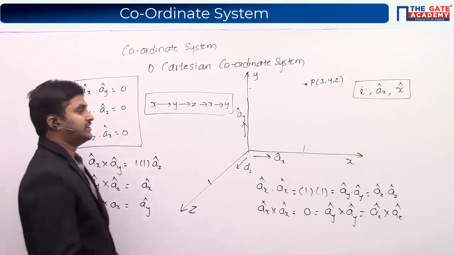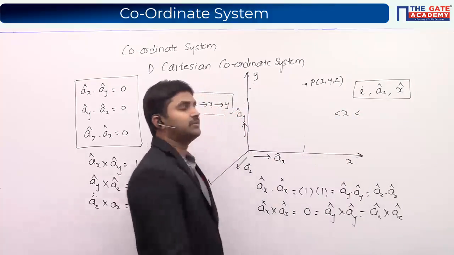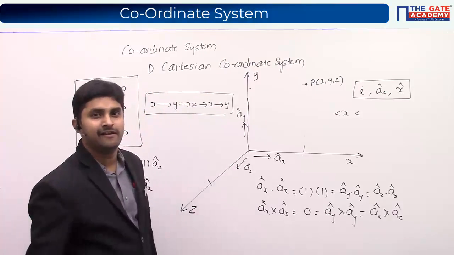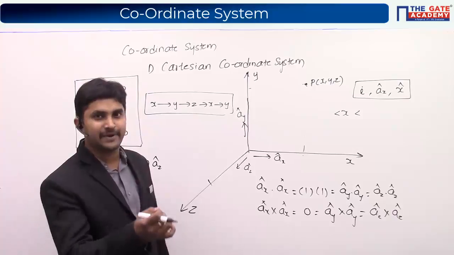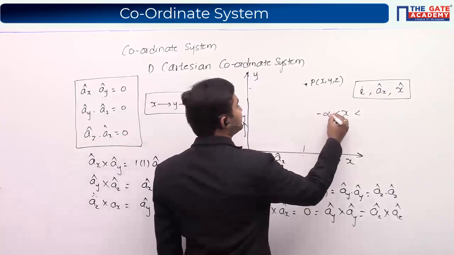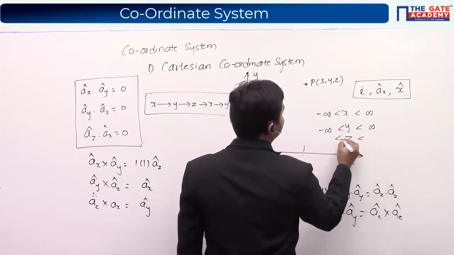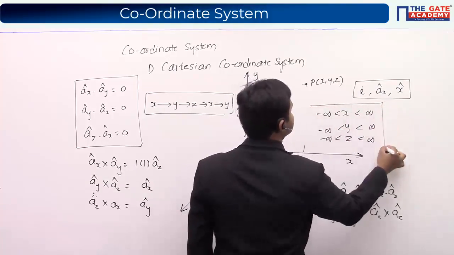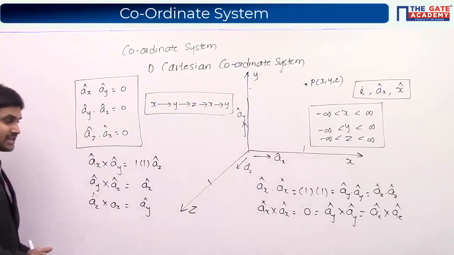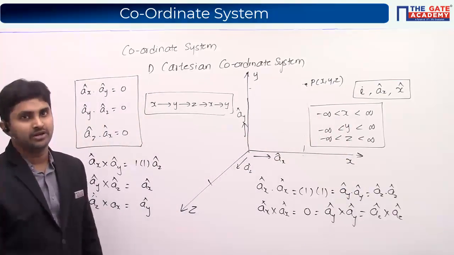So the range of x component, can you please tell me what can be the range of x? What are the values that the x can take? The x can take any particular value between minus infinity to infinity. Y can take any value between minus infinity to infinity, and z can also take any value between minus infinity to infinity. This is nothing but the range of the coordinates that we are having. X can move from minus infinity to infinity, y can move from minus infinity to infinity, z can also move from minus infinity to infinity.